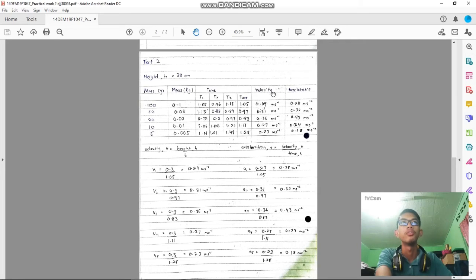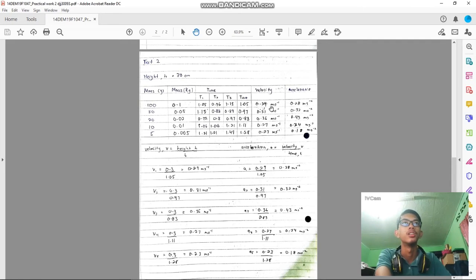Okay. To find velocity, we use the formula height per time, and for 100 gram we got 0.29 meter per second. For 50 gram we got 0.31 meter per second. For 20 gram we got 0.336 meter per second. For 10 gram, 0.27 meter per second, and for 5 gram, 0.23 meter per second.